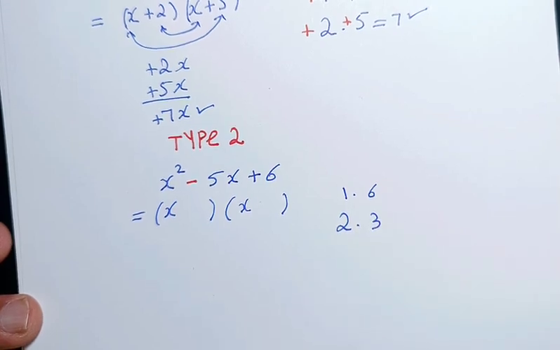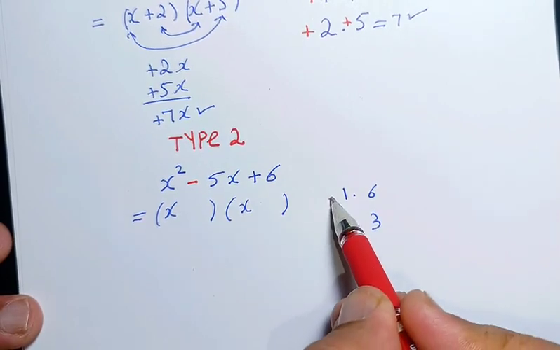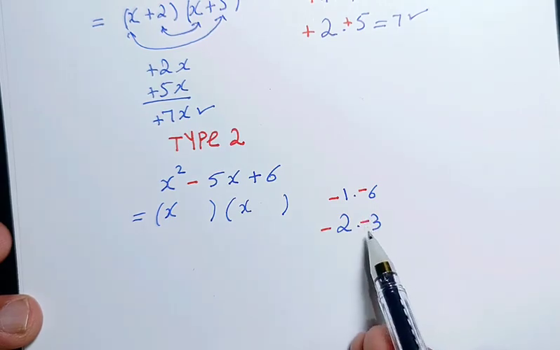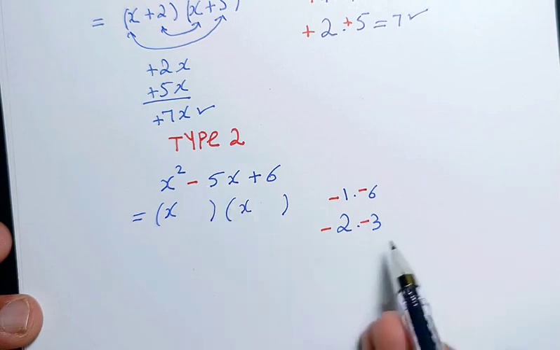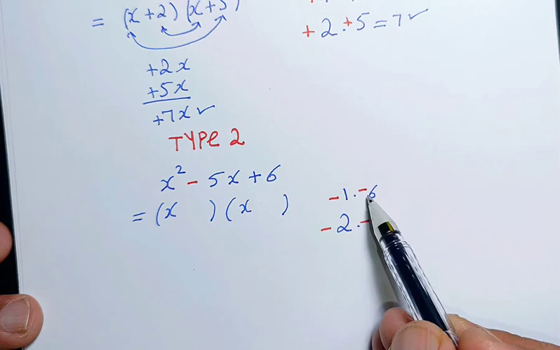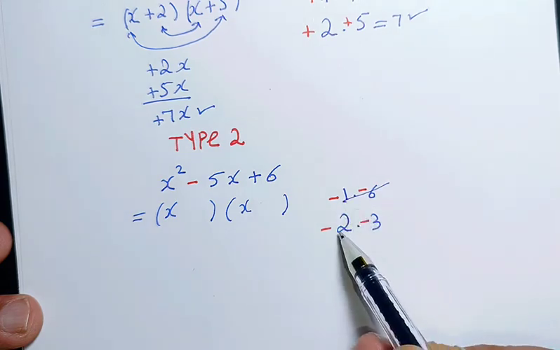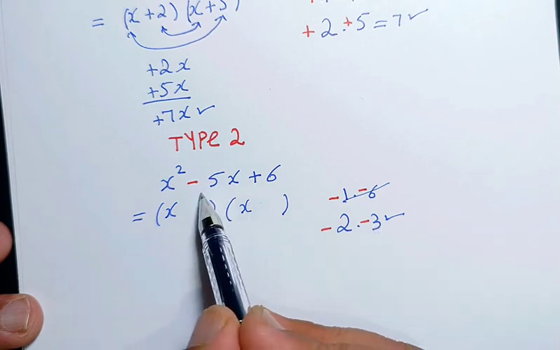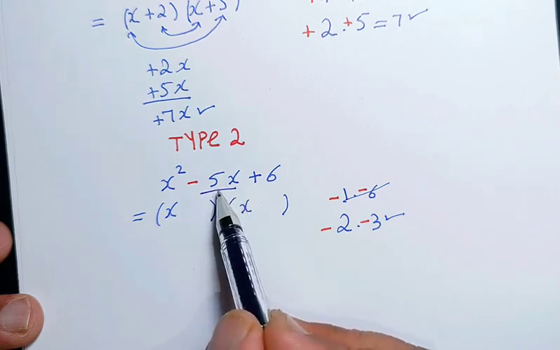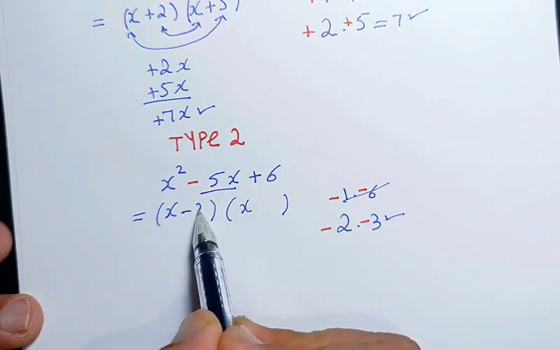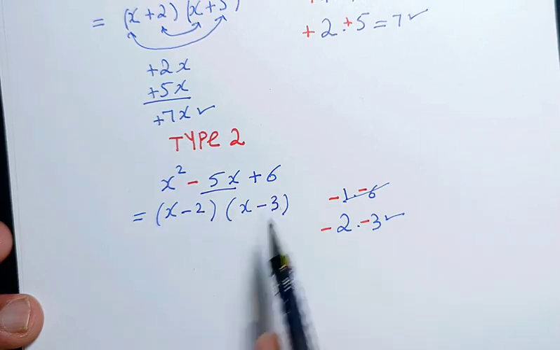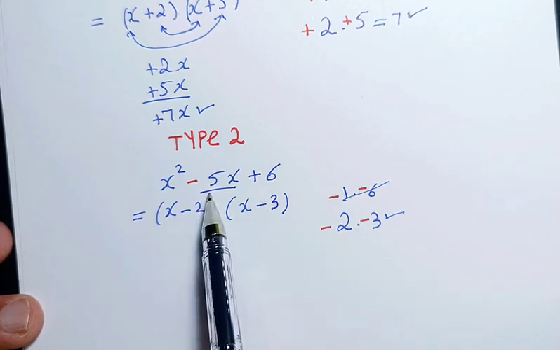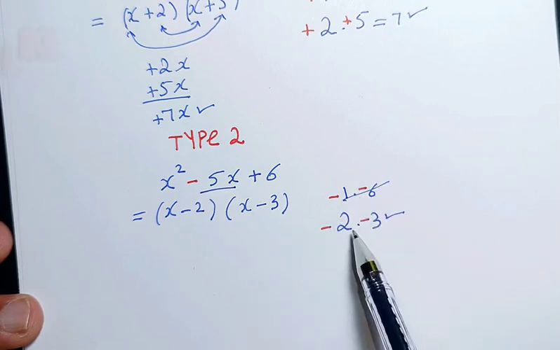Now both signs will be negative, so negative, negative. So you add them now, the answer must be equal to negative 5. Negative 1 plus negative 6 is going to be negative 7. I can't take this one. Yes, this is going to work. Negative 2 plus negative 3 is exactly like the middle term, negative 5. So these are my factors, negative 2 and negative 3. So this is my final answer. So when you see the middle term has a negative sign, then both signs will be negative.